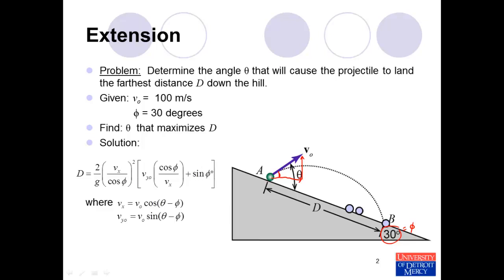And so if we look at this equation, we can substitute in for v sub x0 and v sub y0. And we have d as a function of theta and a bunch of constants, but the only variable is theta.